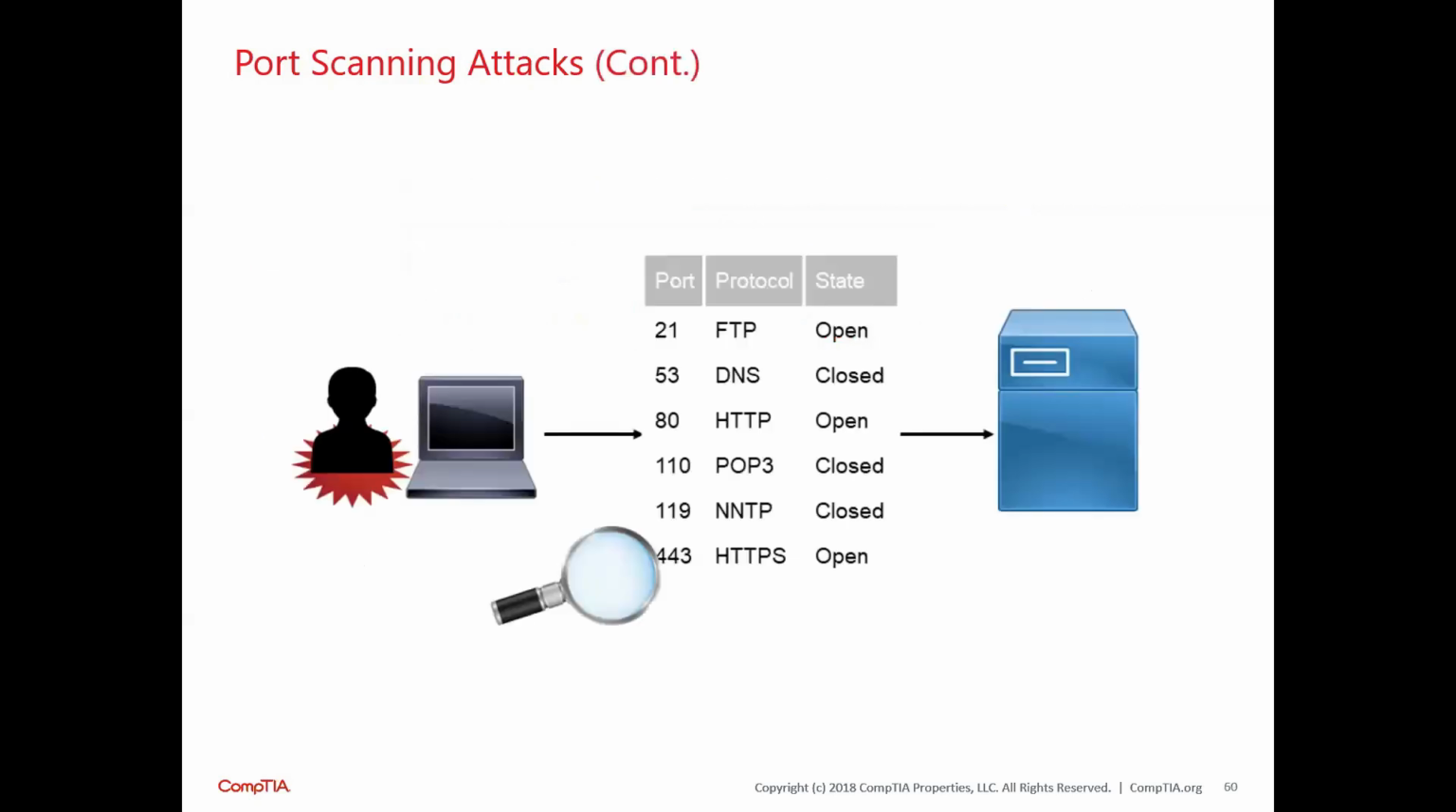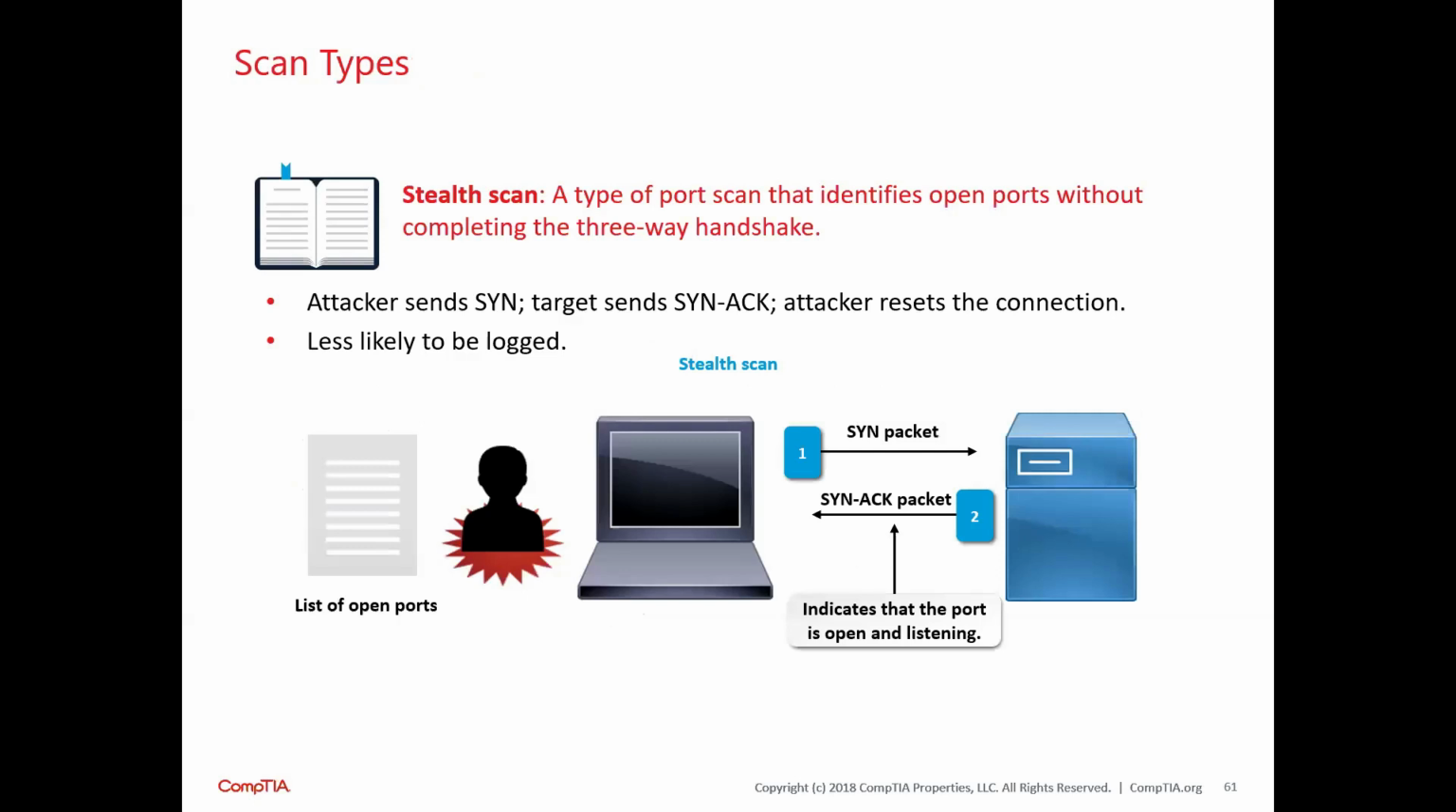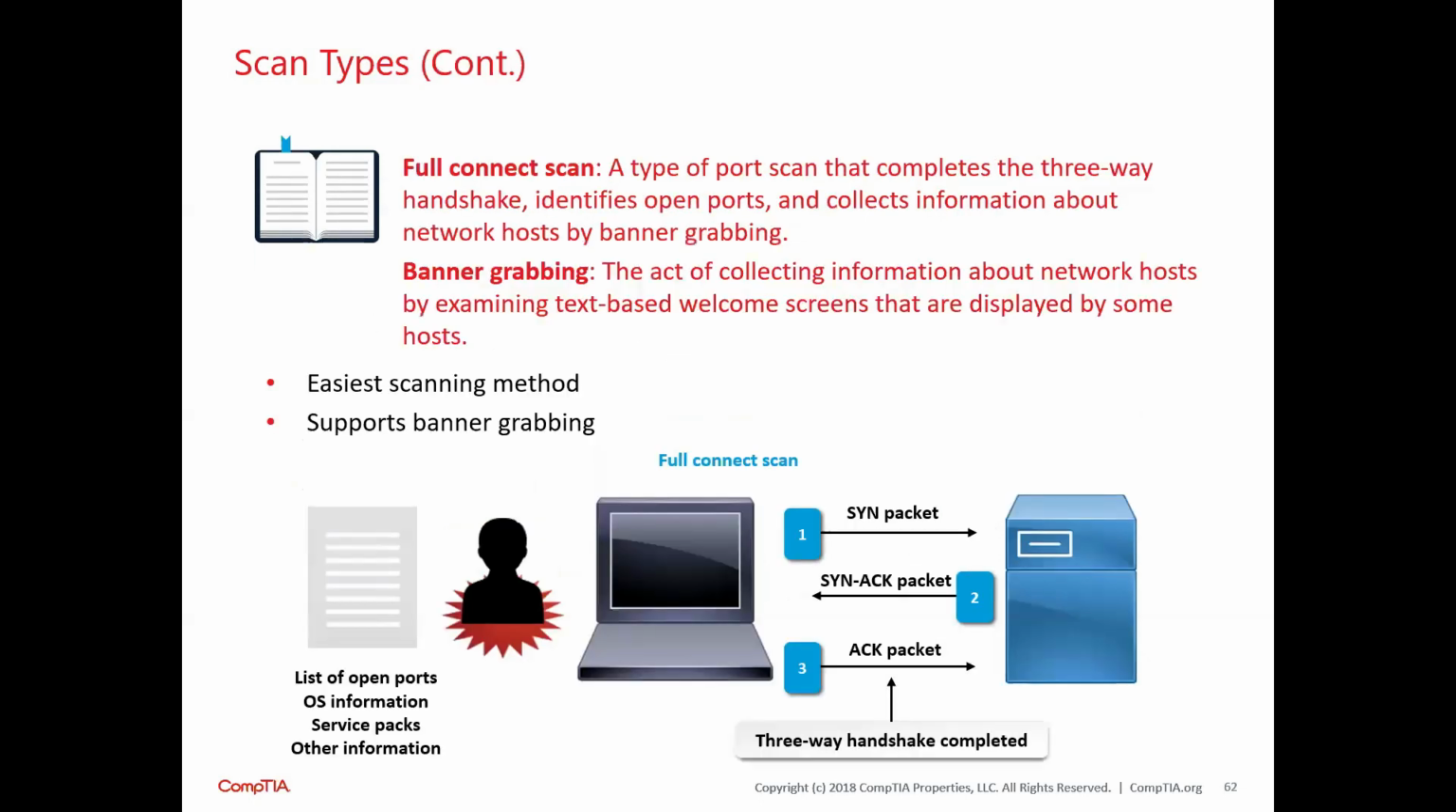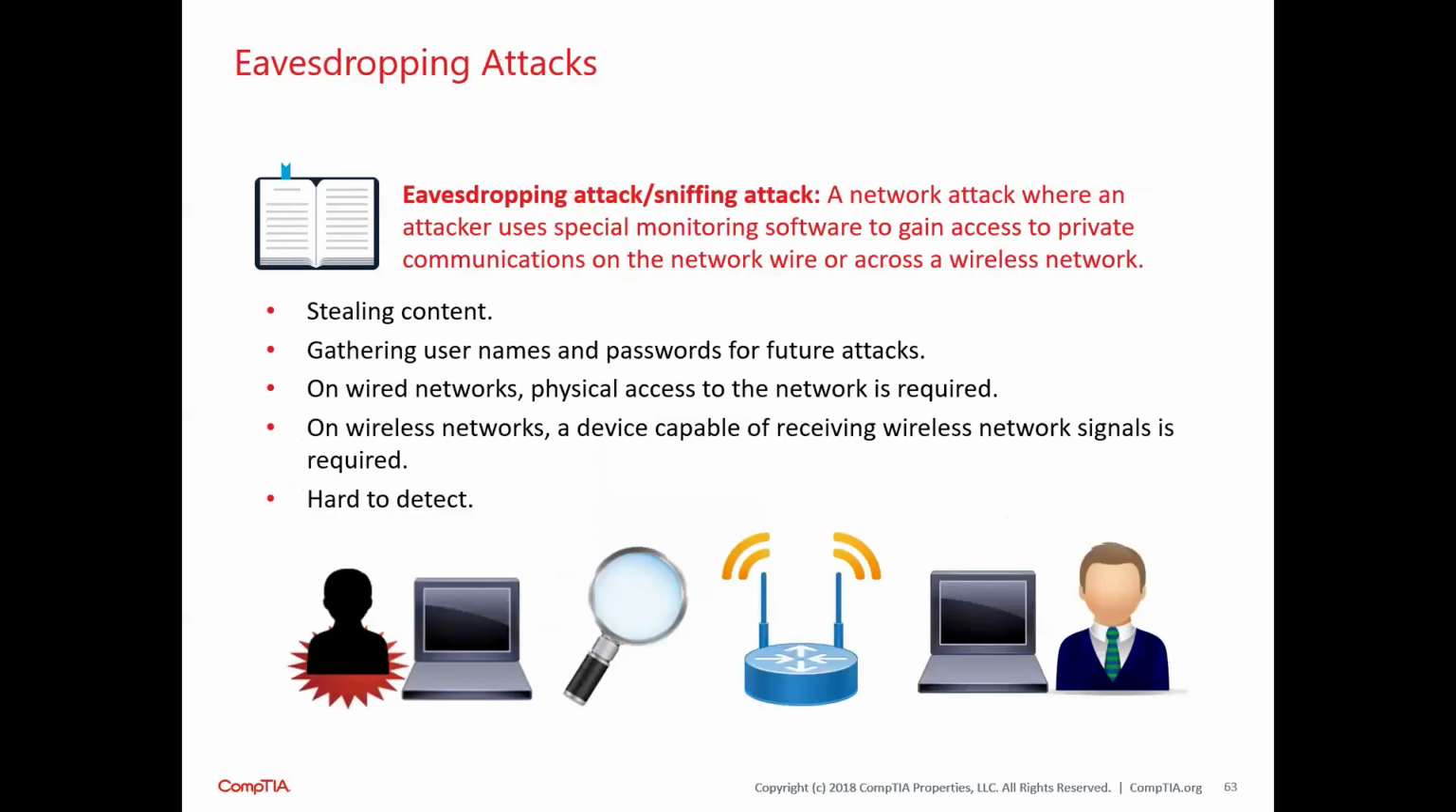So the objective is to actually find the open ports and exploit those open ports to gain access. And there are many different types of scans. We'll discuss this in our other lesson, like Pentasplash and CISA, but I will give you a very basic understanding about different types of scanning, like stealth scan, which identifies open ports without completing the three-way handshake. We have full connect scan, banner grabbing, and so on and so forth.